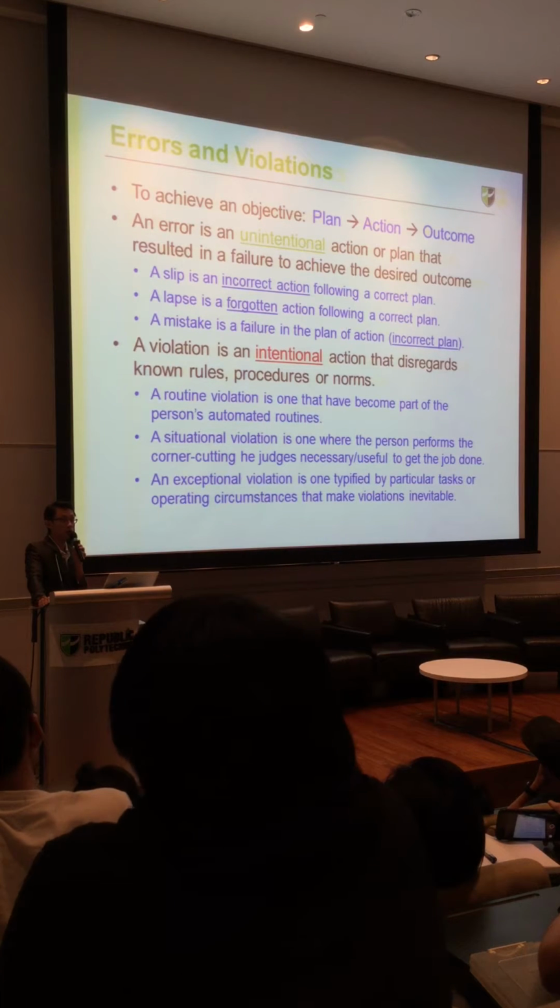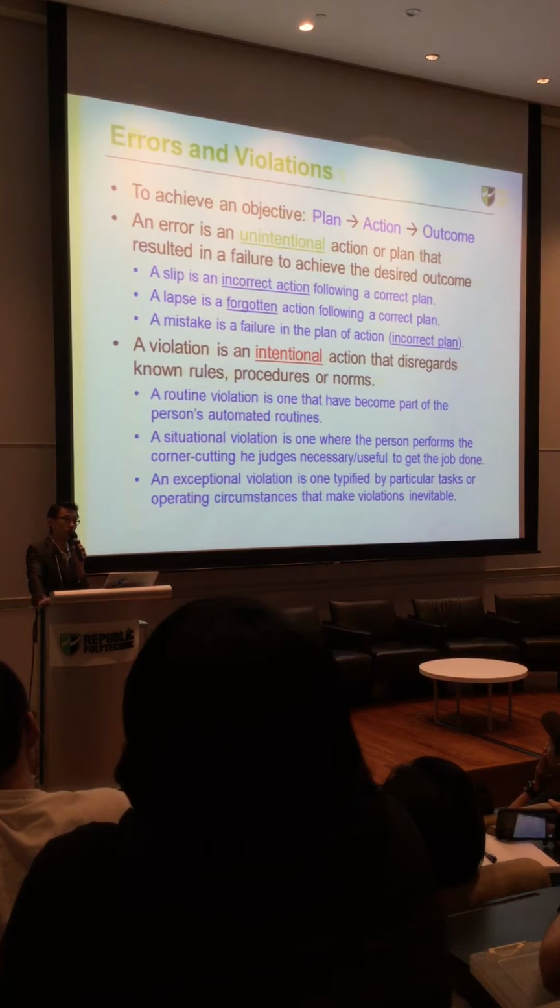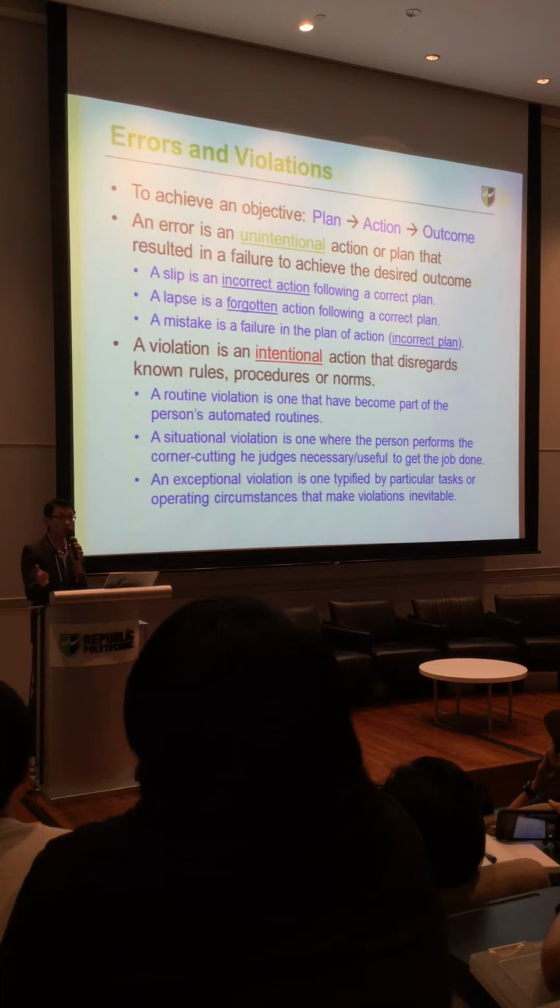Unintentional, of course. So a slip is an incorrect action following a correct plan. Which means you already have a plan, your supervisor has a plan for you to go out and fix something, but you decided by yourself to use an alternate way of doing the thing. If that results in an accident or incident, then that's a slip.